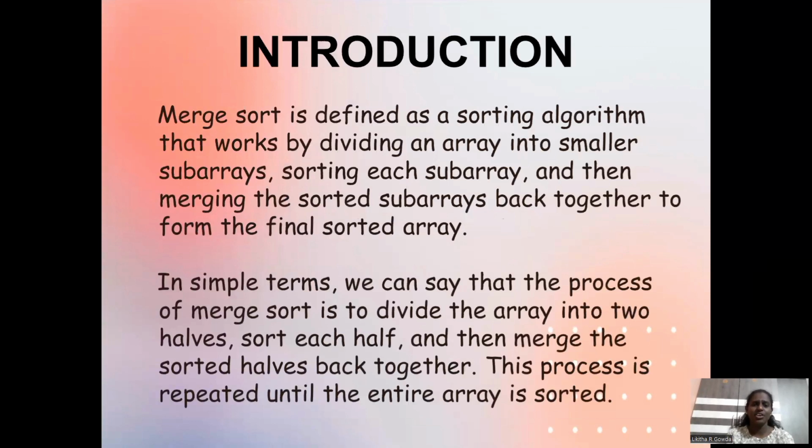Introduction: Merge sort is defined as a sorting algorithm that works by dividing an array into smaller subarrays, sorting each subarray and then merging the sorted subarrays back together to form the final sorted array. In simple terms, we can say that the process of merge sort is to divide the array into two halves, sort each half, and then merge the sorted halves back together. This process is repeated until the entire array is sorted.